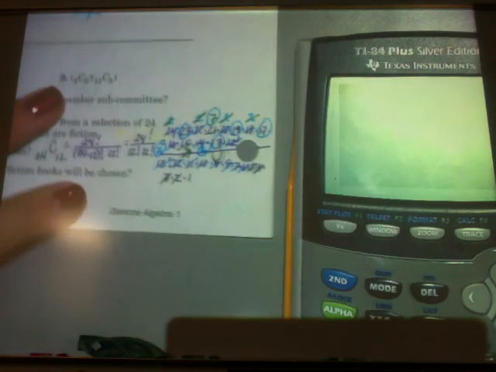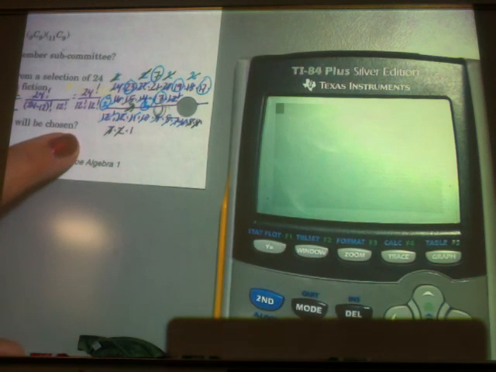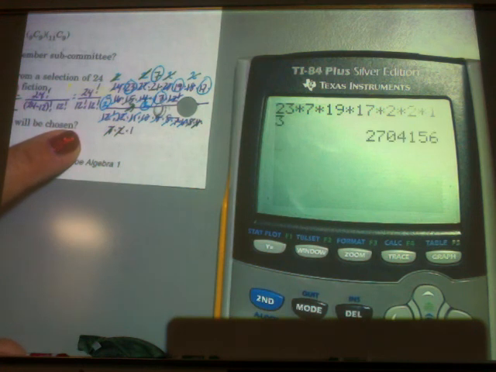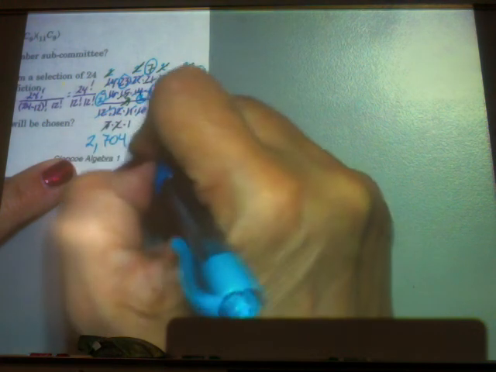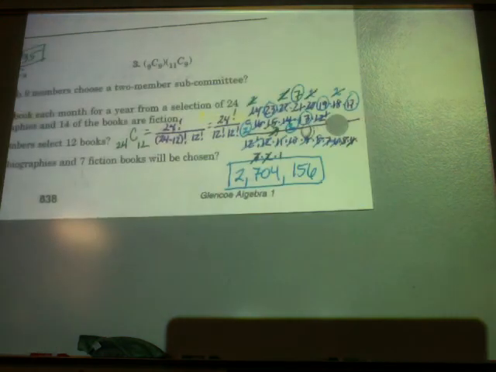So this is what I'm going to put on my calculator. I've got a 23, 7, 19, 17, a 2, another 2, and a 13. Did I miss anything? I don't think so. Hopefully I didn't. That's a big number, right? So we end up with 2,704,156. Aren't you glad I'm letting you use a calculator? Okay, so most of your problems aren't going to be quite that large, just saying.